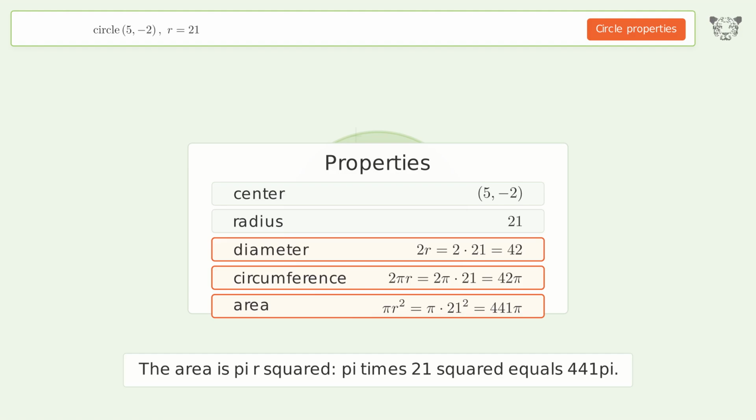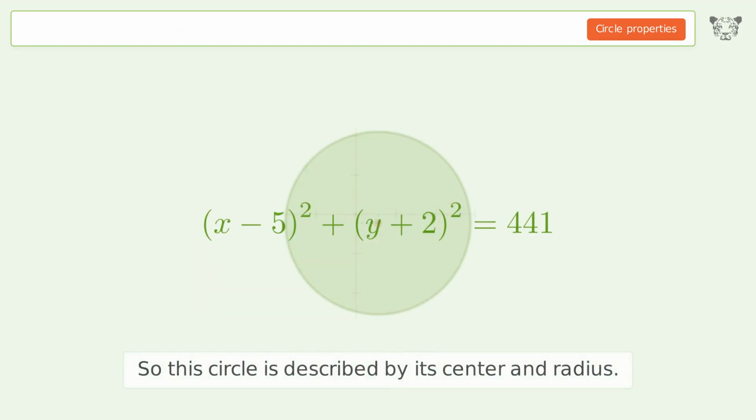The area is pi r squared, pi times 21 squared equals 441 pi. So this circle is described by its center and radius.